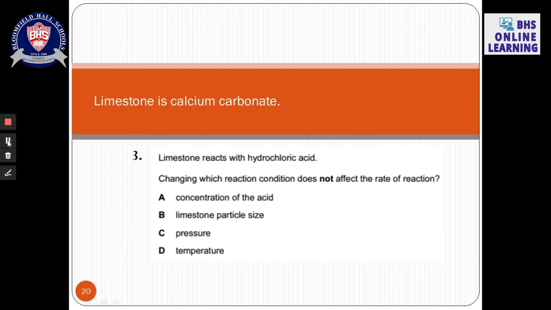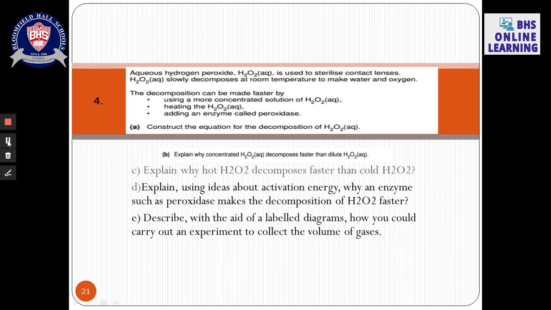MCQ number 3. Limestone reacts with hydrochloric acid. Changing which reaction condition does not affect the rate of reaction? Concentration of the acid, limestone particle size, pressure, or temperature? Question 4.